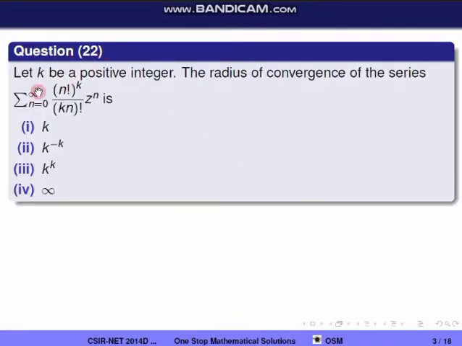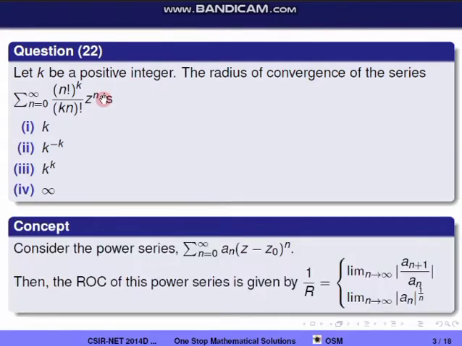Question 22. Let k be a positive integer. The radius of convergence of the series sigma n equal to 0 to infinity, (n factorial) whole power k by (kn) factorial, z power n. They are given a power series here. We have to find its radius of convergence. We'll look into the concepts used.